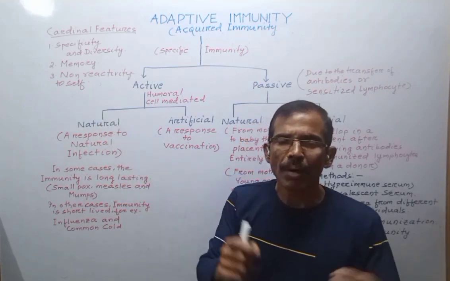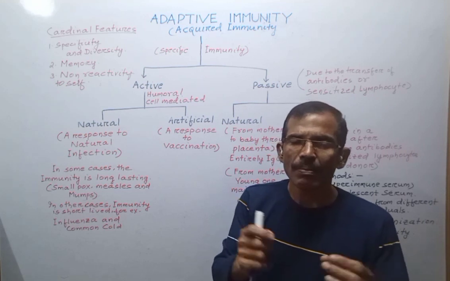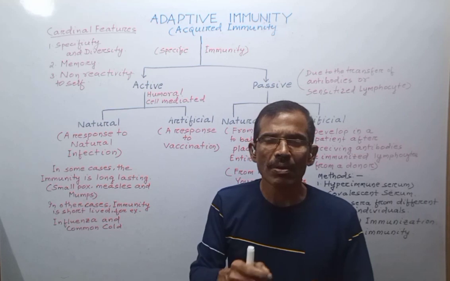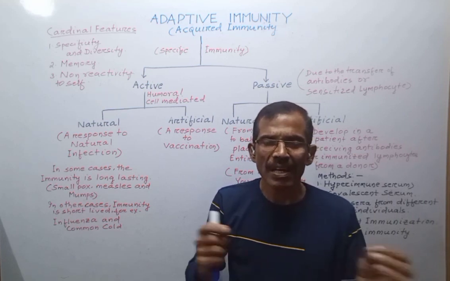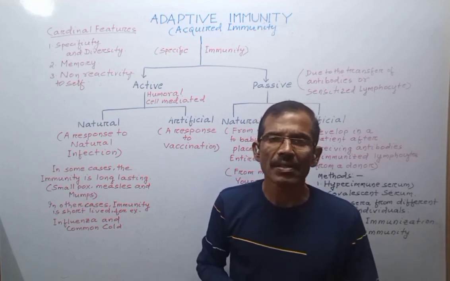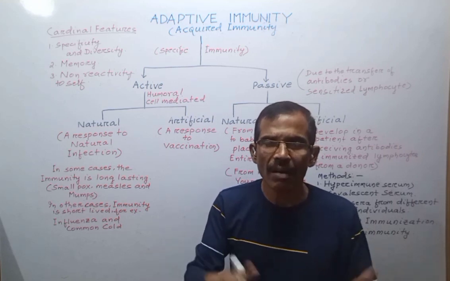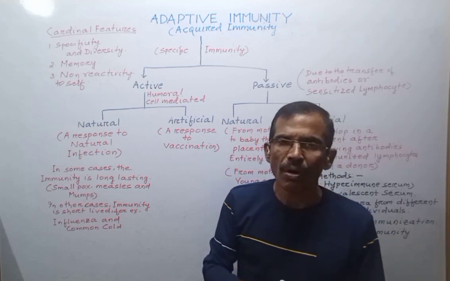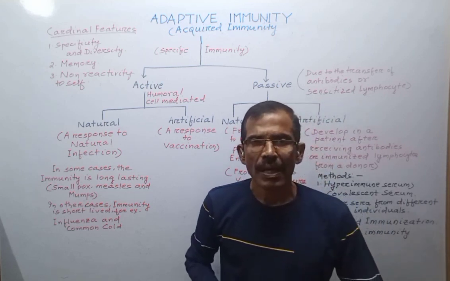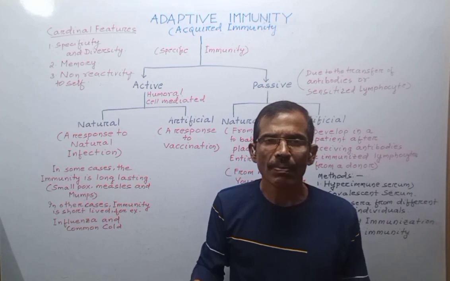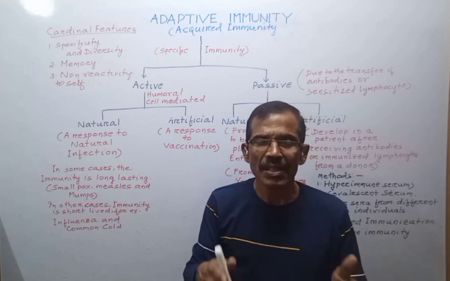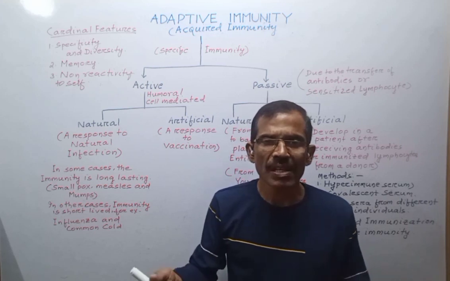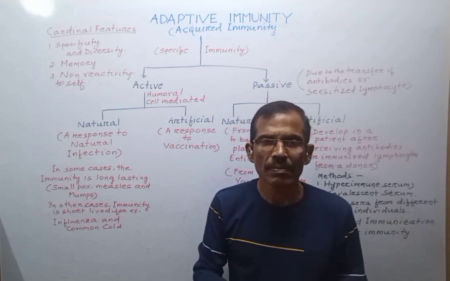Third one is non-reactivity to self. One of the most remarkable properties of every normal individual's immune system is to recognize, respond to and eliminate many foreign antigens while not reacting harmfully to self-antigens. This is also called self-tolerance. Another important property of adaptive immunity is that it is systemic because lymphocytes and other immune cells circulate among tissues.